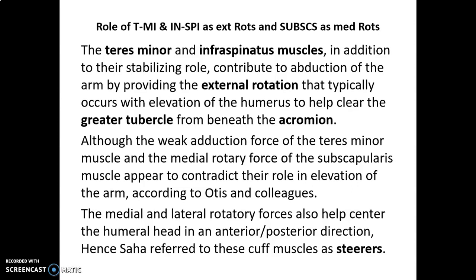So the role of teres minor and infraspinatus as external rotators means they will help to move the humerus in such a way that the greater tubercle is moved away from the acromion, so that there is no bony block. So we have an external rotatory force by teres minor and infraspinatus muscle, and we have a medial rotatory, that is internal rotatory, force of the subscapularis muscle. Otis and colleagues say that they do not have much important role.